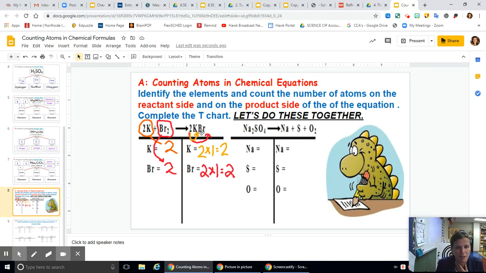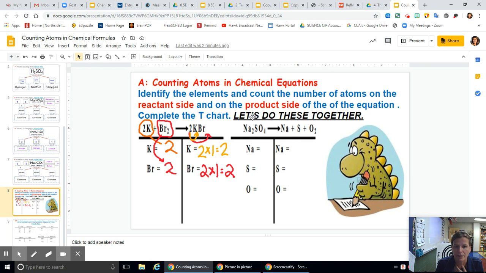Now going on your product side, you have your coefficient in front of this compound without a plus dividing it. So you have to multiply that coefficient times potassium's subscript, which is 1, to get 2 atoms of potassium. Then the same thing for bromine. You want to take that coefficient and multiply it by its subscript, which is 1, to give you 2 atoms of bromine. Okay?